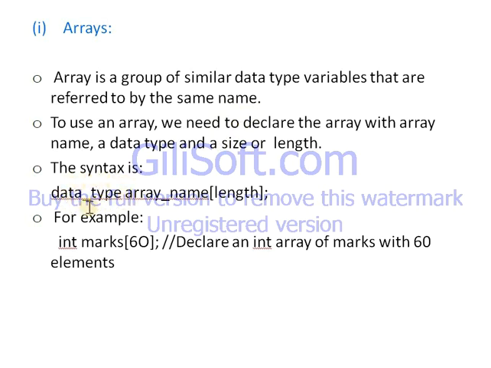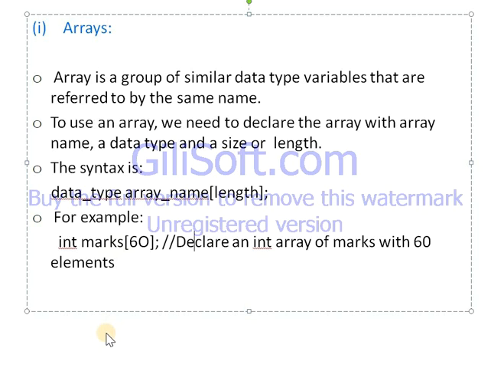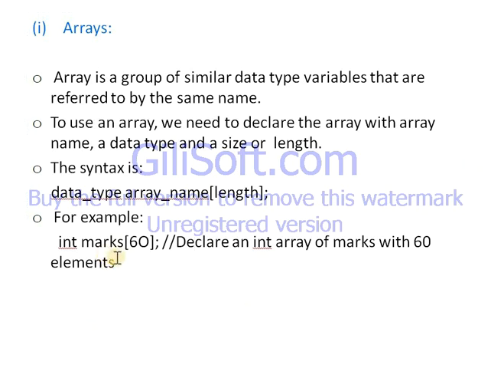Here syntax is shown: data type, then array name, and next length or the size of that particular array. For example, here mark array is created. The data type of that particular array is integer. Total size of that particular array is 60. Means this declares an integer array of mark with 60 elements. This is the concept of array.